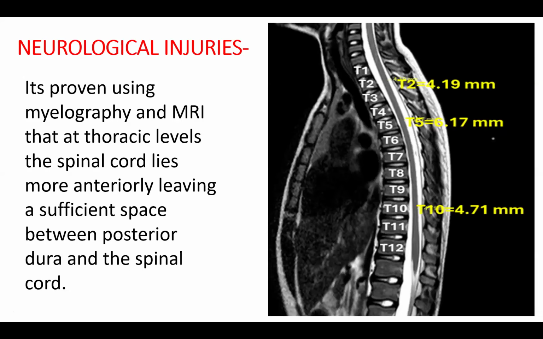Yeah. So the distance at T5 and T6 level is 6.17 millimeter, which is maximum, and it is very much less at upper thoracic and lower thoracic levels.